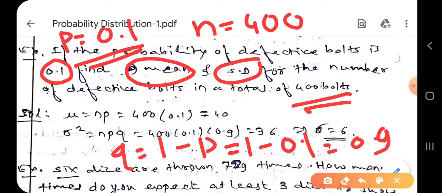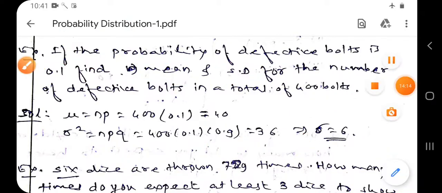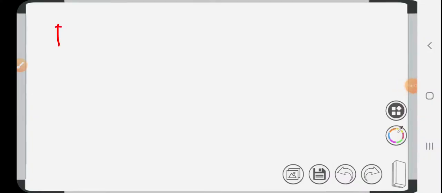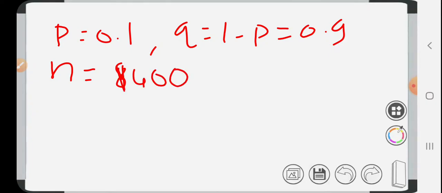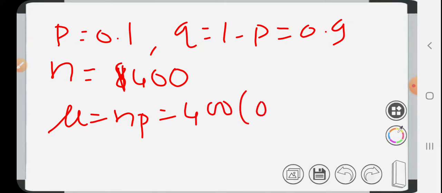Okay, we will turn towards the whiteboard and we will solve this problem. So what are the values here? P equal to 0.1. So Q is equal to 1 minus P, it is 0.9. Value of N is 400, it is given. Now we know that in binomial distribution, mean is equal to NP. Mu is equal to N into P, that is 400 into 0.1. So I get here 40.